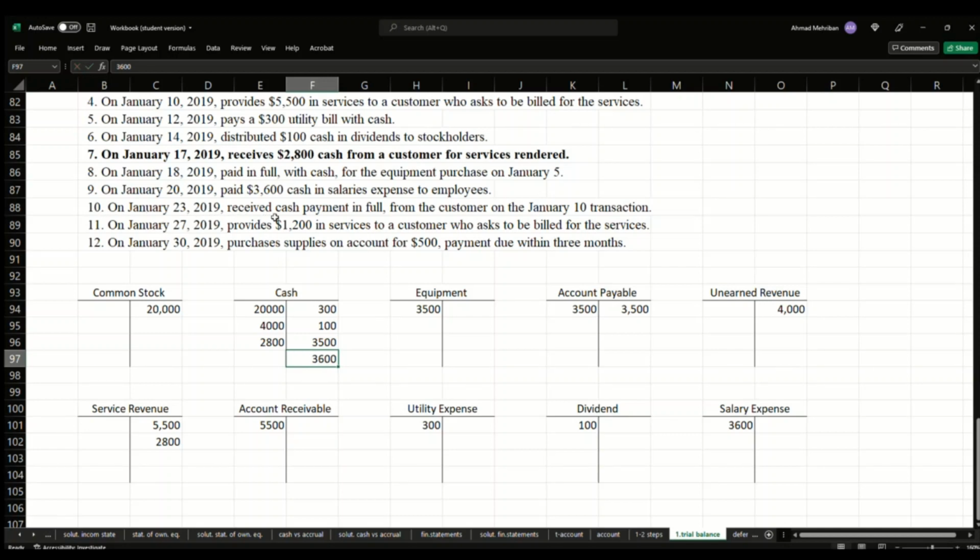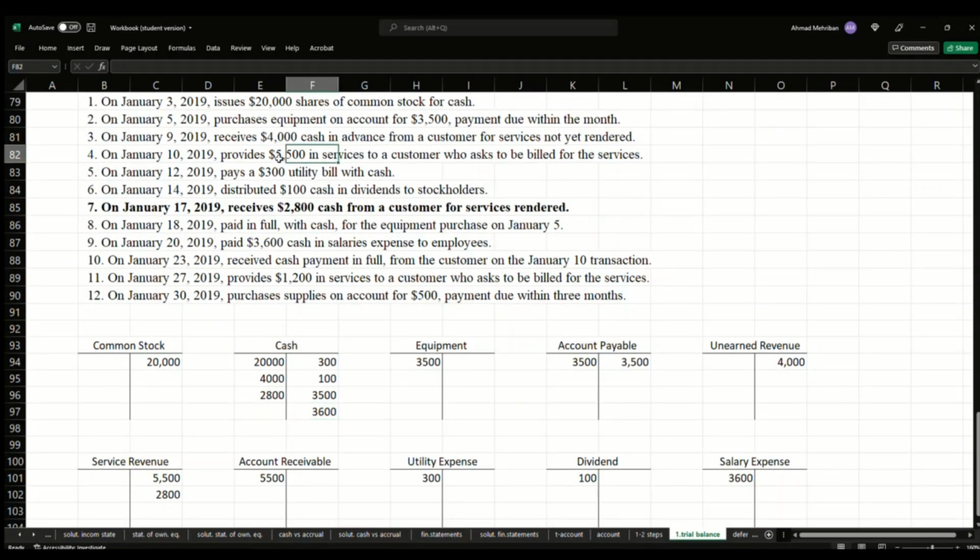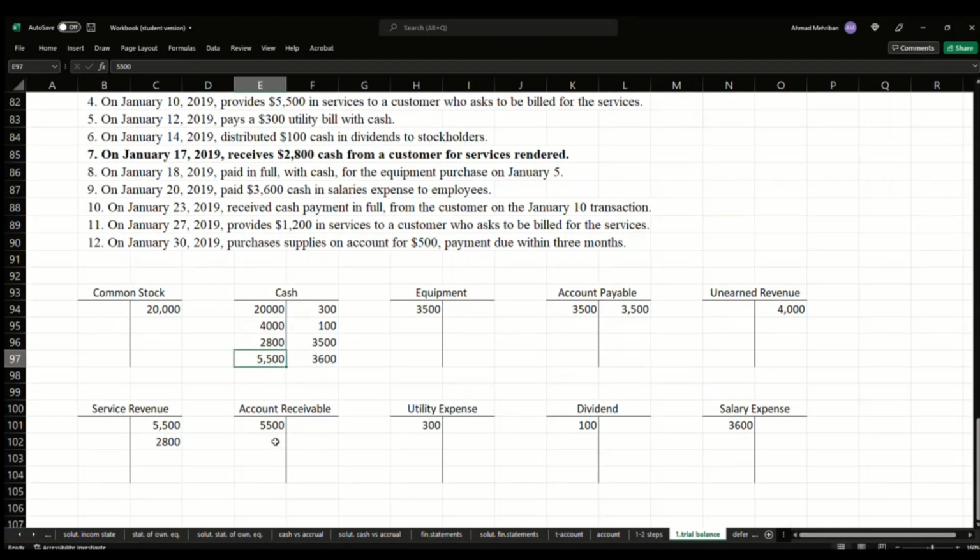On the 23rd, we received cash payment in full from the customer on the January 10 transaction. The January 10 transaction is this one, 5,500, which meant that we had to record it on accounts receivable. Now, after 13 days, we received that payment. Receiving that payment means we received cash, so cash in. Let me remove this. And our asset in accounts receivable, so no one owes us anymore. We close it through the credit entry on accounts receivable, and that's it.